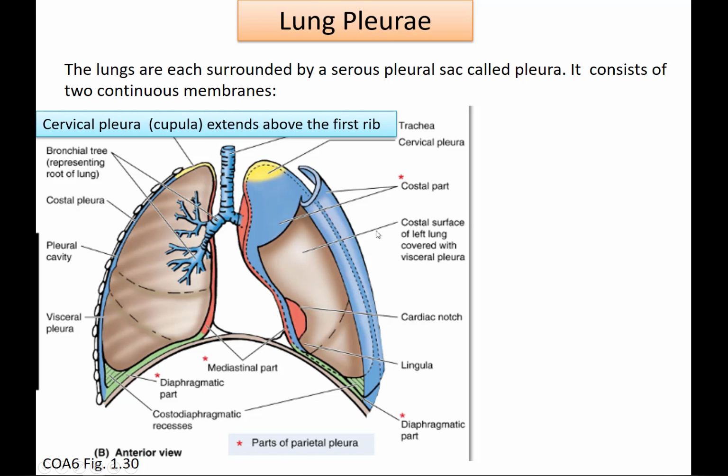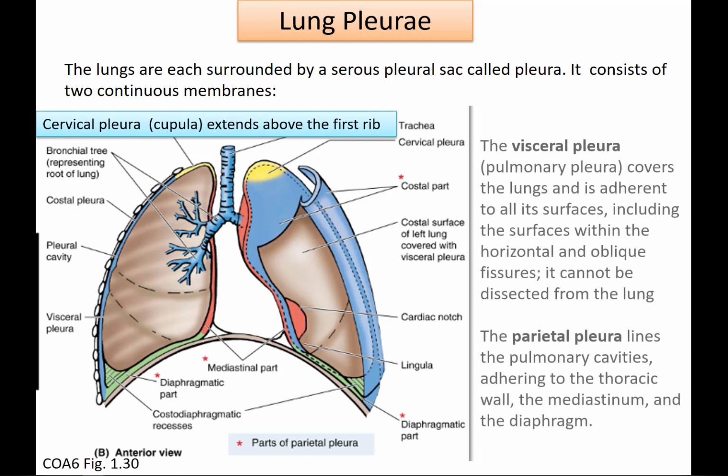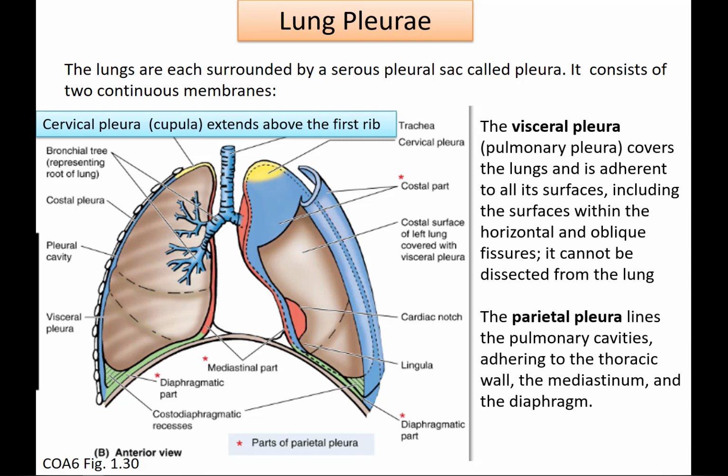So the lungs are surrounded by a serous pleural sac called pleura that consists of 2 continuous membranes. There's visceral pleura, also called pulmonary pleura, that covers the surface of the lungs, and it adheres to the surface of the lungs all over, including the surfaces within the horizontal and oblique fissures. It cannot be dissected from the lungs, just like the pia mater on the brain and spinal cord.